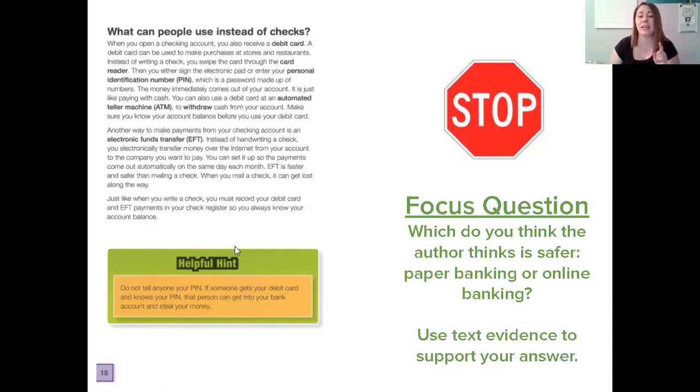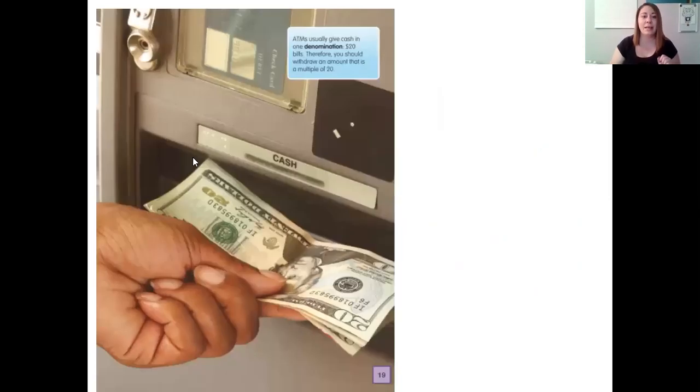Okay, so I still think that the author thinks that online banking is safer than paper banking because the paper check could just get lost in the mail or someone could misplace it. Okay, and then it says ATMs usually give cash in one denomination, $20 bills. Therefore, you should withdraw an amount that is a multiple of 20.